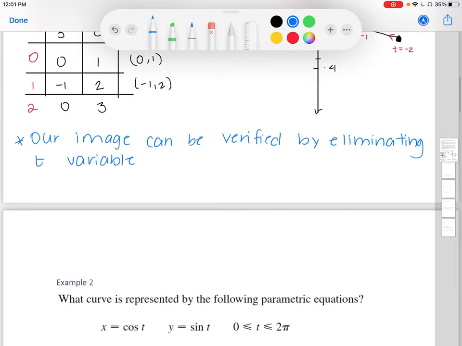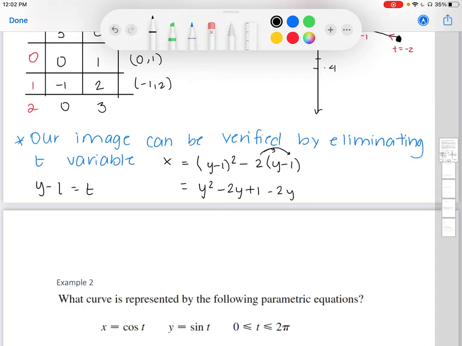Again, keep in mind that we said y minus 1 equals t. We plug that into x equals t squared minus 2t. So we have x equal to y minus 1 squared minus 2 times y minus 1. Expanding the binomial, we get y squared minus 2y plus 1. We distribute the negative 2, minus 2y plus 2, and we're left with x equal to y squared minus 4y plus 3. And we see that this would produce a parabola that opens to the right.